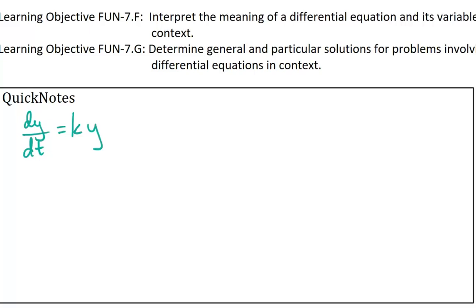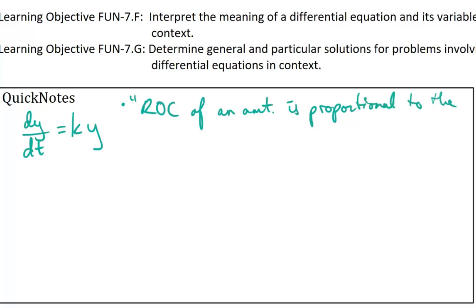So what does this mean? This is when we have a statement, once again, that says the rate of change of an amount of whatever, population, geese, I don't know, is proportional to the current amount. Okay, so the rate of change of an amount is proportional to the current amount. So y is our amount, our population, whatever.